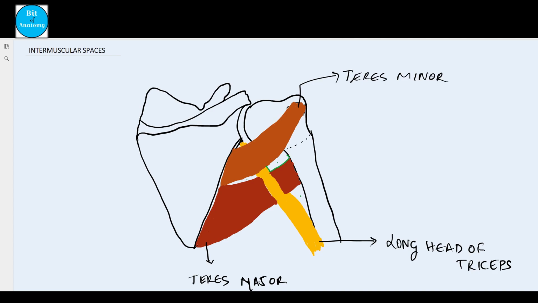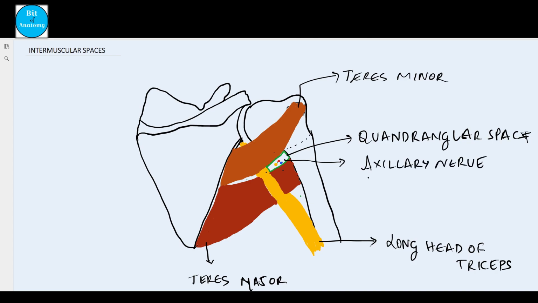If you see the first space, it has 4 borders, hence it is called the quadrangular space. It is bounded superiorly by teres minor, medially by the long head of triceps, inferiorly by teres major and laterally by the surgical neck of the humerus. There are some structures passing through it, a nerve accompanied by a pair of blood vessels. The nerve that is present here is the axillary nerve and the blood vessels are the posterior circumflex humeral vessels.